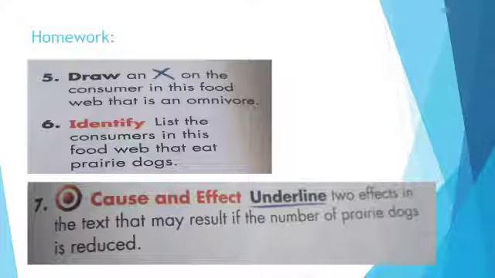Homework for tomorrow. Answer the following questions. Question number 5. Draw an X on the consumer in this food web that is an omnivore. Question number 6. List the consumers in this food web that eat prairie dogs. Question number 7. Underline two effects in the text in front of you at page 215 that may result if the number of prairie dogs is reduced.